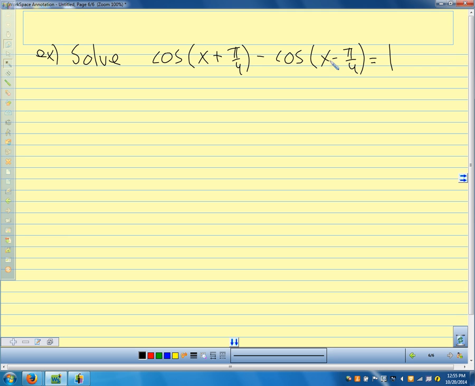So I'm going to plug this into my sum formula for cosine here. This is the cosine of x times the cosine of pi over 4 minus the sine of x sine pi over 4, minus, and I'm going to put parentheses because this is a big expression, cosine of x cosine pi over 4 plus sine x sine pi over 4, and that equals 1.